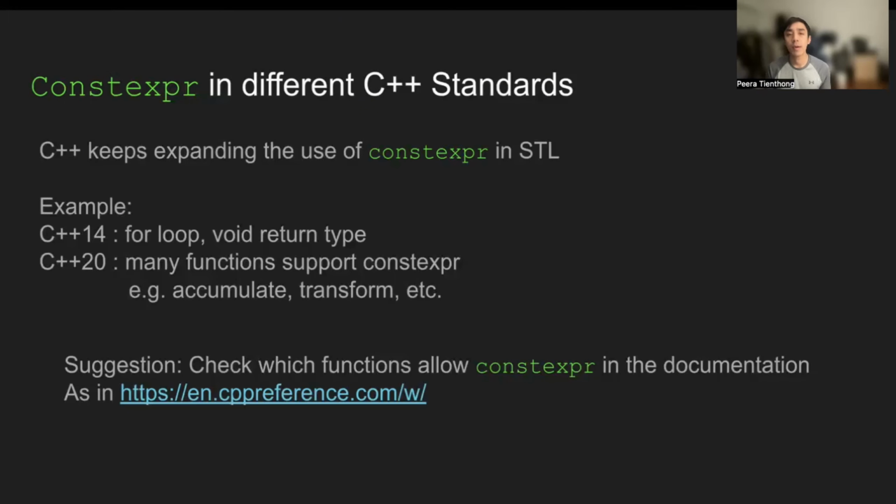In the standard library, or STL, many functions support constexpr, and this keeps growing. For example, in C++14, constexpr supports for loop and while loop. In C++20, constexpr supports many functions like accumulate, transform, and so on. So my suggestion is to always check which functions support constexpr in the documentation, like in C++ Reference.